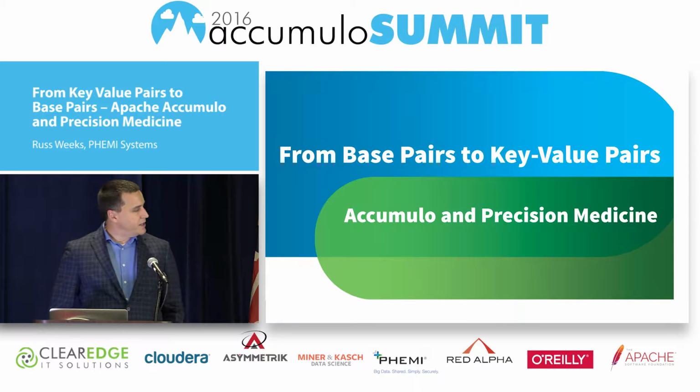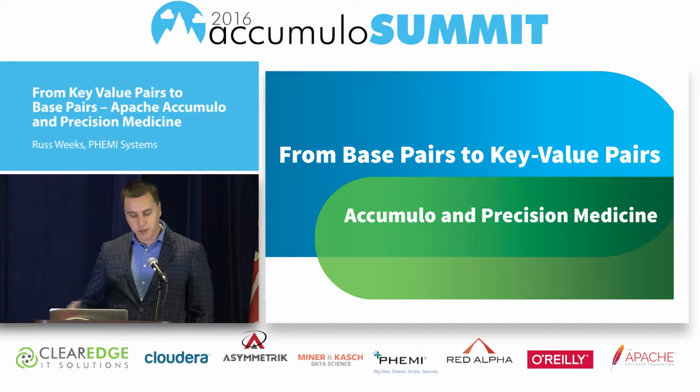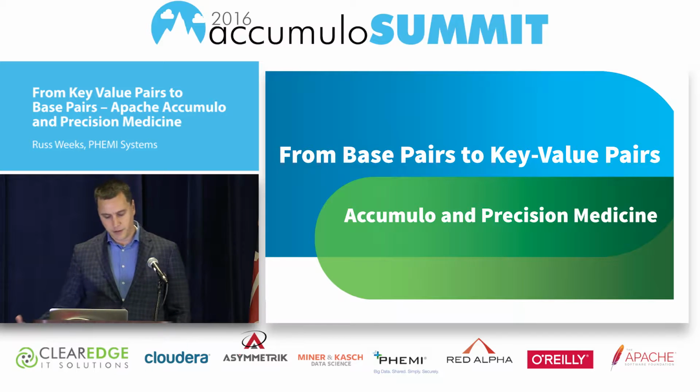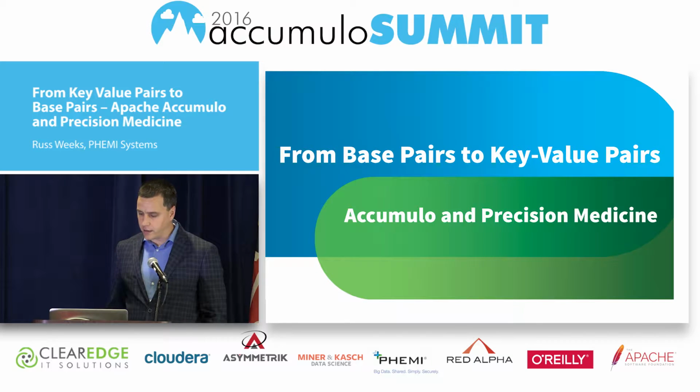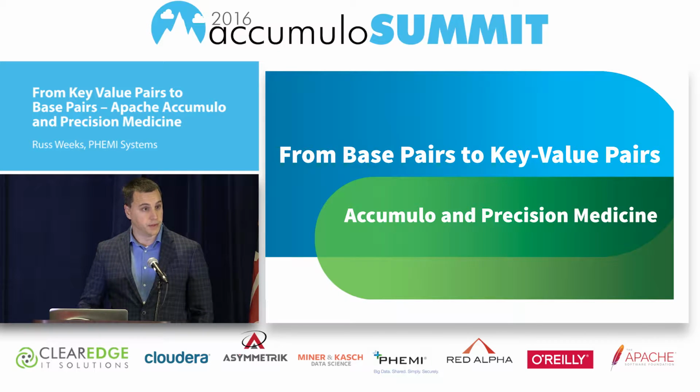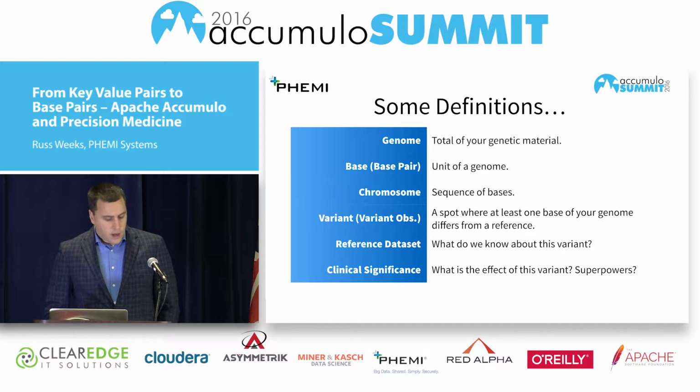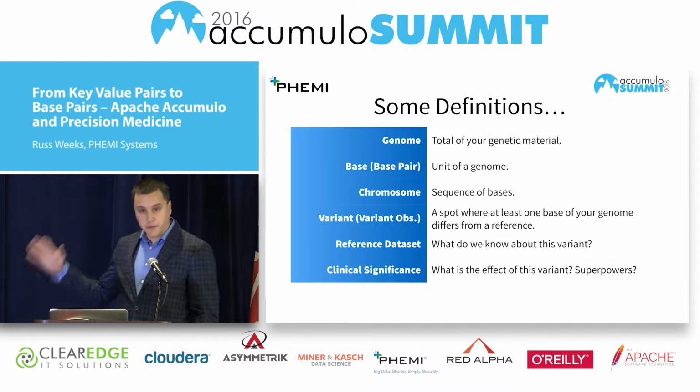So I'm going to start by doing my best to describe what a genomics warehouse, a data warehouse, is, what kind of questions we're trying to answer, and then I'm going to go into more technical detail about why it makes sense to build a genomics warehouse on top of Apache Accumulo. But to start with, I want to run through some definitions.